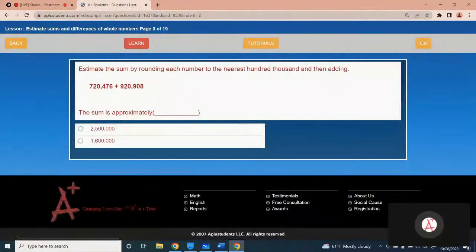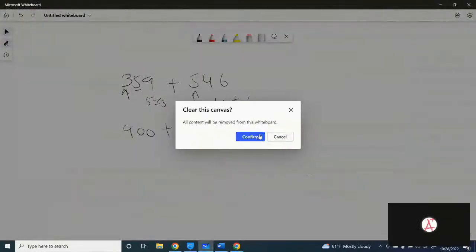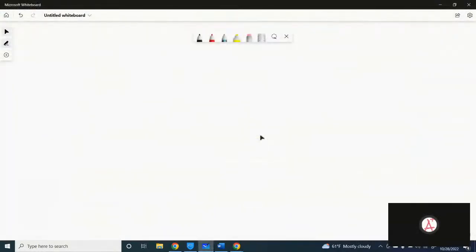Okay, the next one is 720,476 and 920,908. Let me write them down on the board, then we'll round off to the nearest 100,000 and then add. Okay, let me write the numbers.